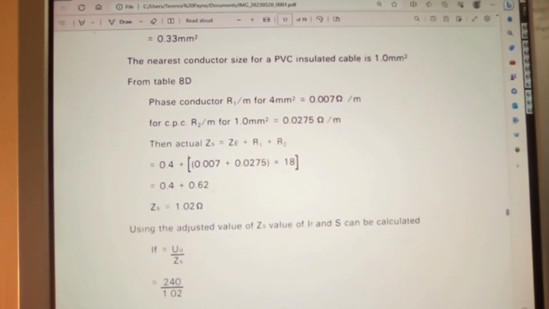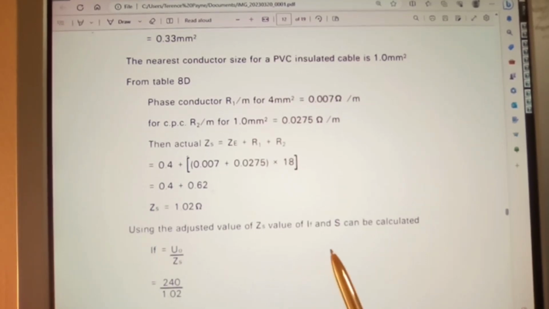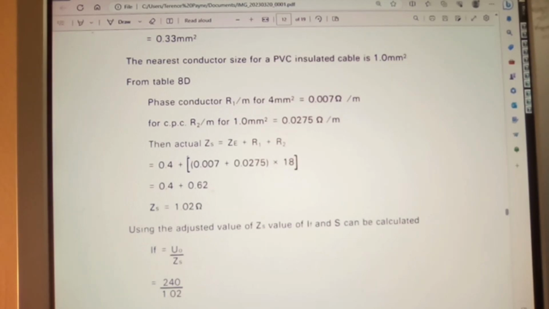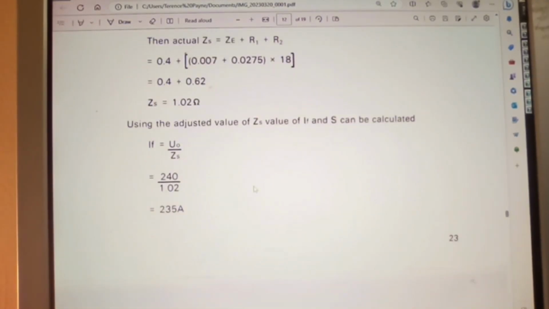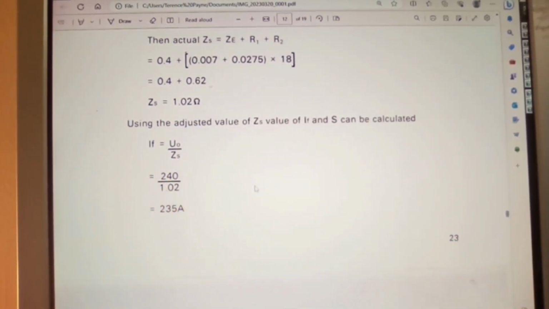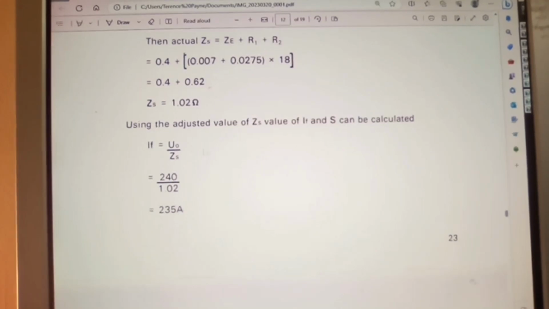Using the adjusted value of ZS, the value of IF and S can be calculated. If IF equals voltage over ZS, etc., and it's 2035 amps. Do the calculation for yourselves. Okay, it's important.